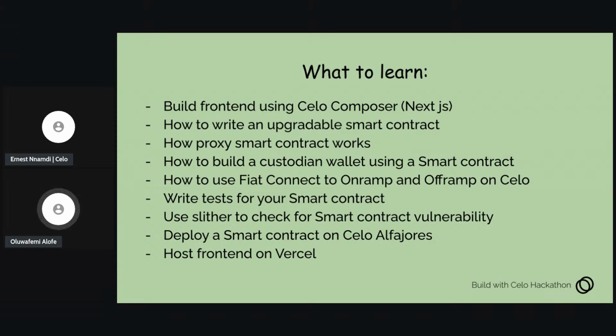For those that have used upgradable smart contracts before, there was a session yesterday. You would know that it uses the proxy pattern method, and everything has been made easy using OpenZeppelin. But what if you also have to use that pattern while writing your code base on your own? How would you do that? You would learn that today.